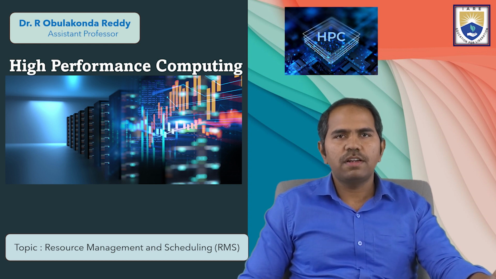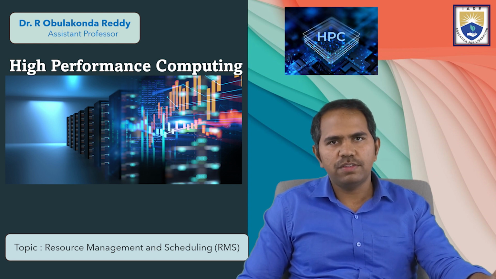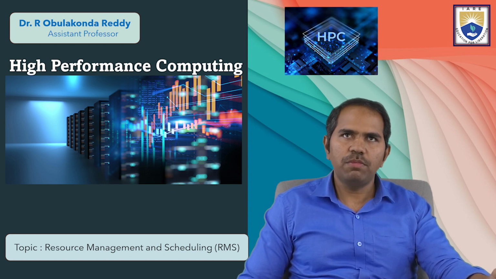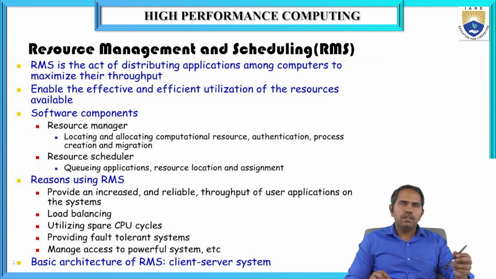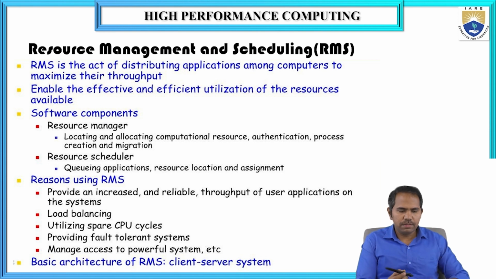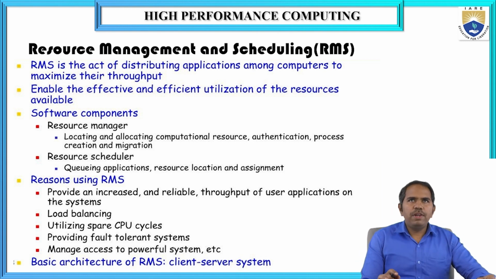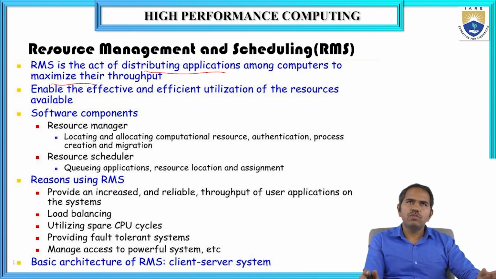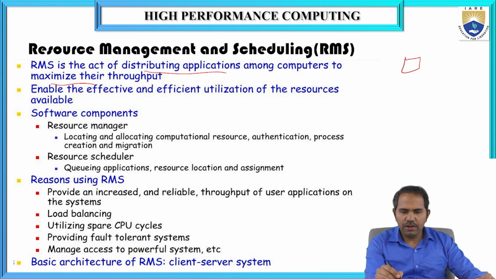Today we will discuss resource management and scheduling, in short RMS. In high performance computing, how does RMS work? Resource management and scheduling is distributing applications among computers to maximize their throughput. So it has to distribute the different applications in between the systems.